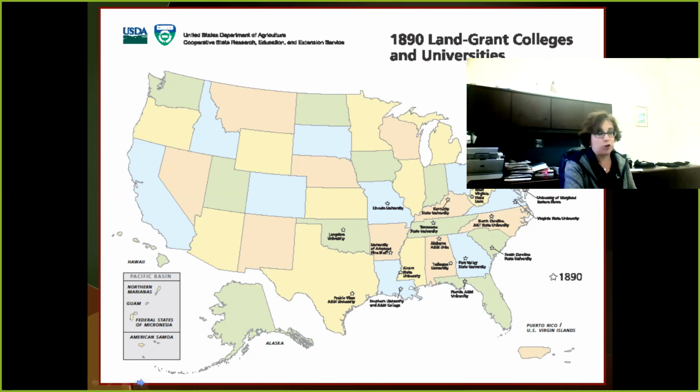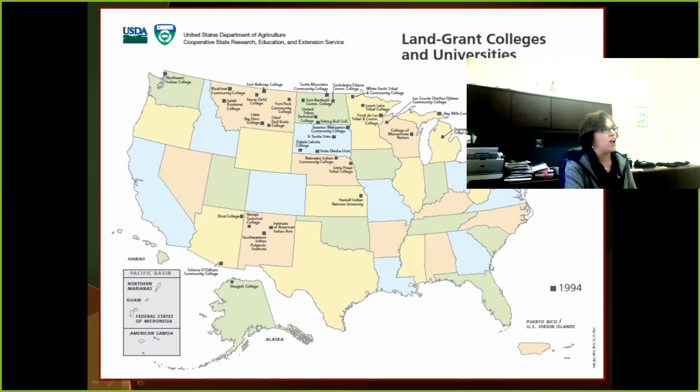Makes it a little more difficult. And then our 1994s, again, are those tribal colleges, and most of these were already in existence, and then every one of them was granted land grant status. One of the differences with the 1994s is they receive very little federal funding. They do get a smidgen, but it's so little.